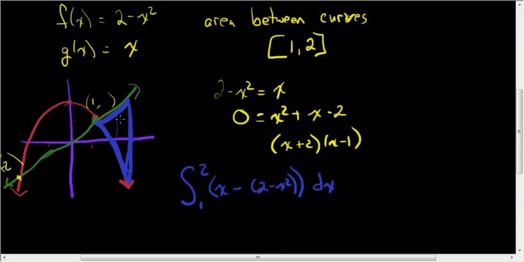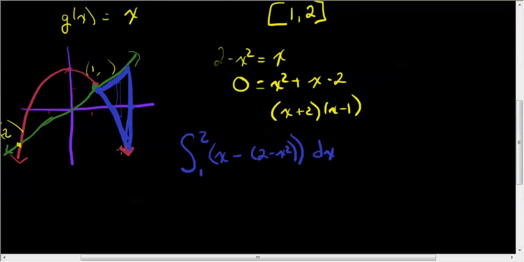The value of x minus the value of 2 minus x squared is the height of this little rectangle in here. The width is dx. So simplifying this, we get the integral from 1 to 2. Minus a negative makes it a positive: x squared plus x minus 2 dx.